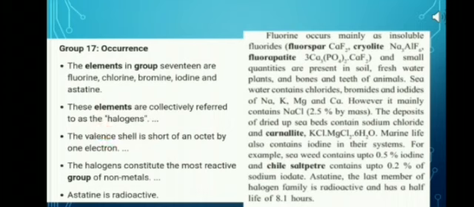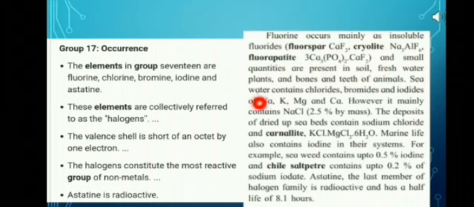These elements are highly electronegative. We know that astatine is radioactive and short-lived. Although fluorine differs from other elements of the group in several respects, yet halogens show resemblance in their physical and chemical properties. Here, fluorine occurs mainly in the form of insoluble fluorides. As I said, it cannot be present in the free state. So it occurs in the form of fluorides like fluorospar, cryolite, fluorapatite, and small quantities are present in the soil, freshwater plants and bones and teeth of animals.